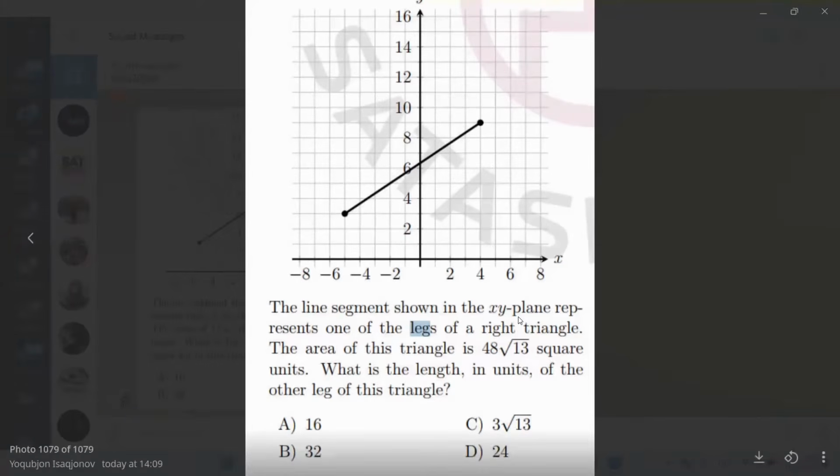The line segment shown in the xy plane represents the length of one leg of a right triangle. The area of the triangle is given as 48 root 13 square units. What is the length, in units, of the other leg of this triangle?